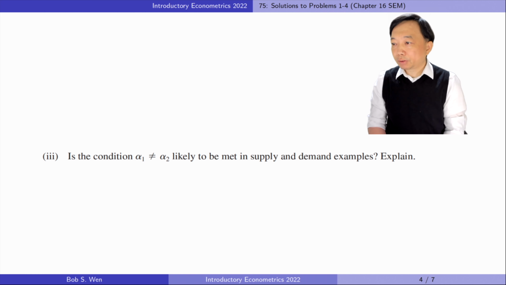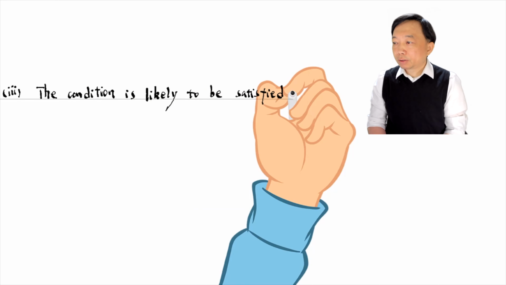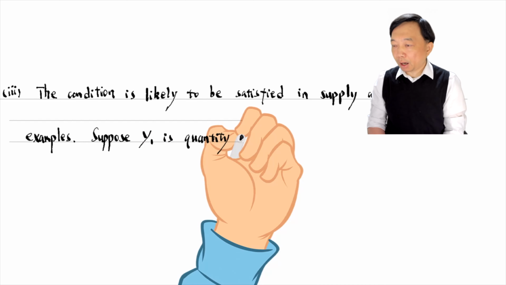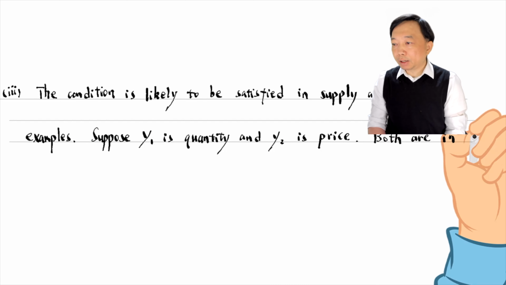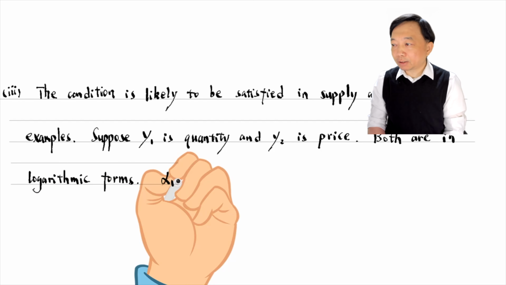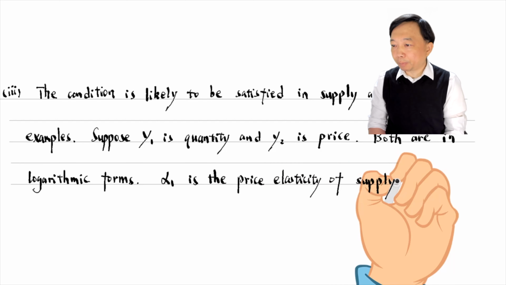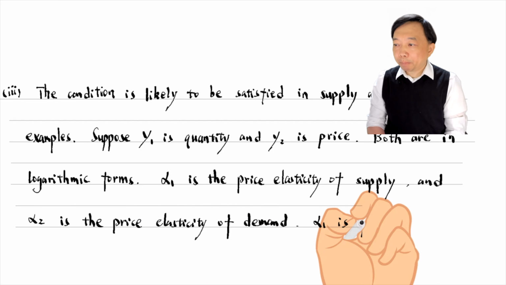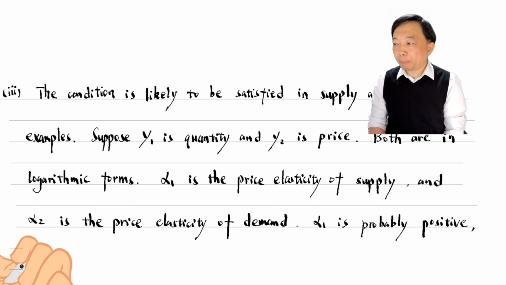In Part 3, is the condition alpha 1 not equal to alpha 2 likely to be met in supply and demand examples? Explain. The condition is likely to be satisfied in supply and demand examples. Suppose y1 is quantity and y2 is price, both in logarithmic forms. Alpha 1 is the price elasticity of supply and alpha 2 is the price elasticity of demand. Alpha 1 is probably positive and alpha 2 is probably negative.